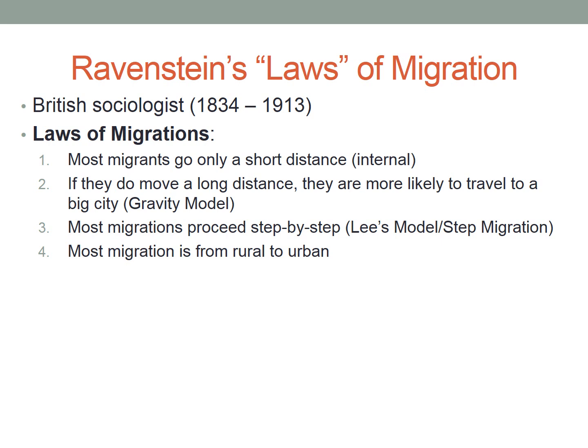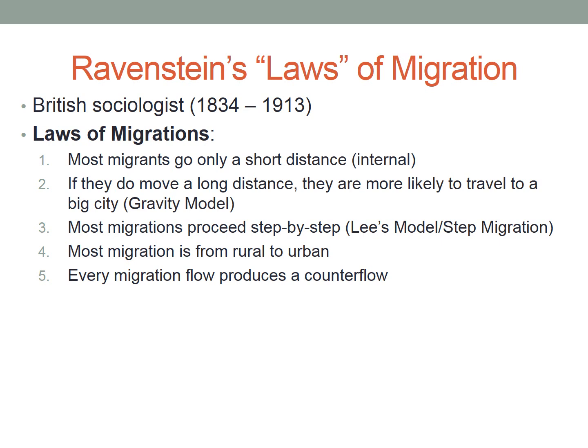The next one is that most migration is typically going to be from rural to urban. We've seen this. Our planet is now a predominantly urban planet. We have more people living in cities than in rural areas out in the countryside, and that is a product of migration to a certain extent. It's not the only factor in that, but it's a contributing factor.